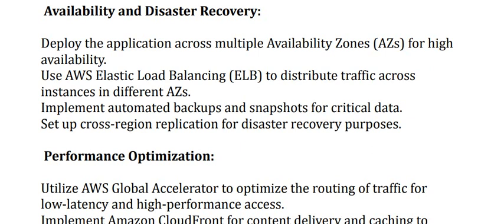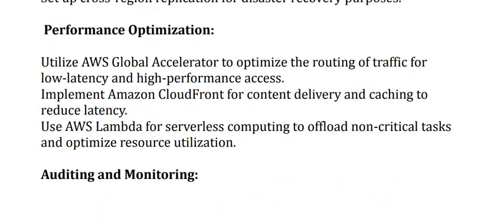Next, performance optimization. Utilize AWS Global Accelerator to optimize the routing of traffic for low latency and high performance access. Implement Amazon CloudFront for content delivery and caching to reduce latency. Use AWS Lambda for serverless computing to offload non-critical tasks and optimize resource utilization.